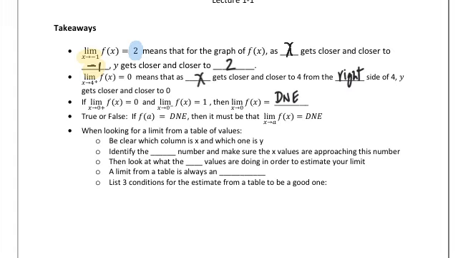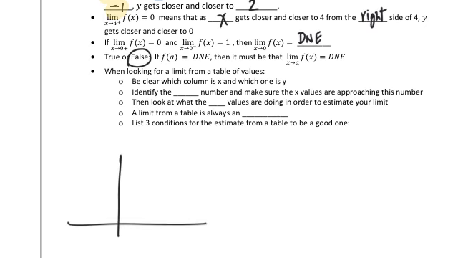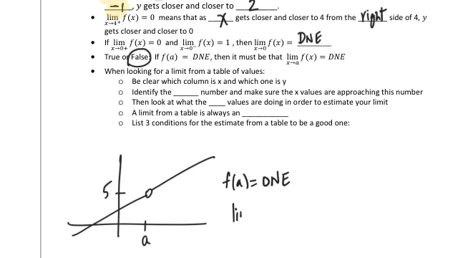True or false? If f of a is equal to d and e, then it must be that the limit of f of x as x approaches a is d and e, and this is false, right? And I could simply draw for you a graph that looks like this. And there you go. There's a function with a hole at x equals a, but the limit, so this function right here, f of a equals d and e, but the limit, I'm just going to make up a number, the limit of f of x as x approaches a is 5, right?